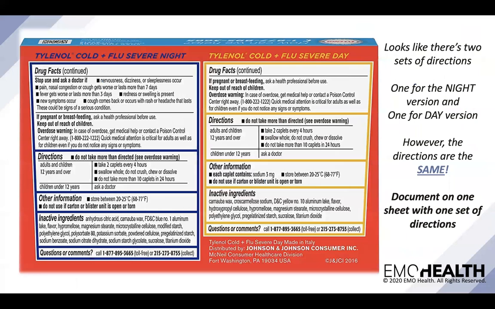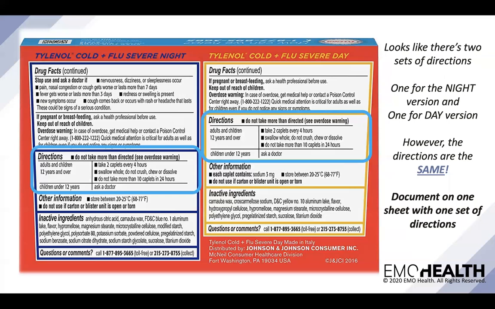So looking at the back again, it looks like there is 2 sets of directions. Here they are. So you see on the nighttime side, take 2 caplets every 4 hours. Do not take more than 10 caplets in 24 hours. Daytime side, again, take 2 caplets every 4 hours. Do not take more than 10 caplets in 24 hours.